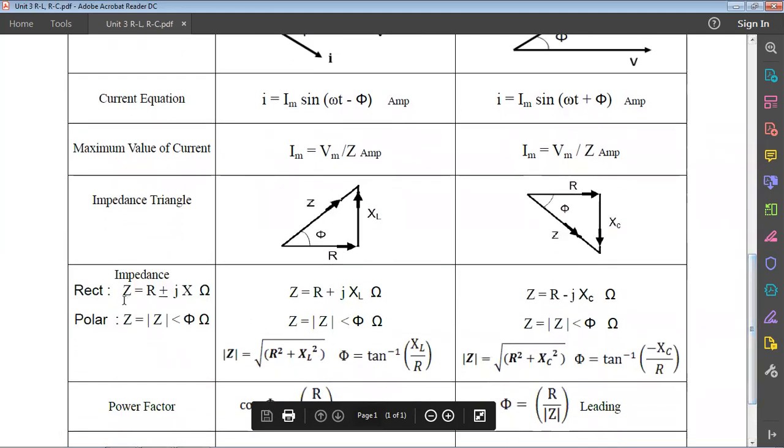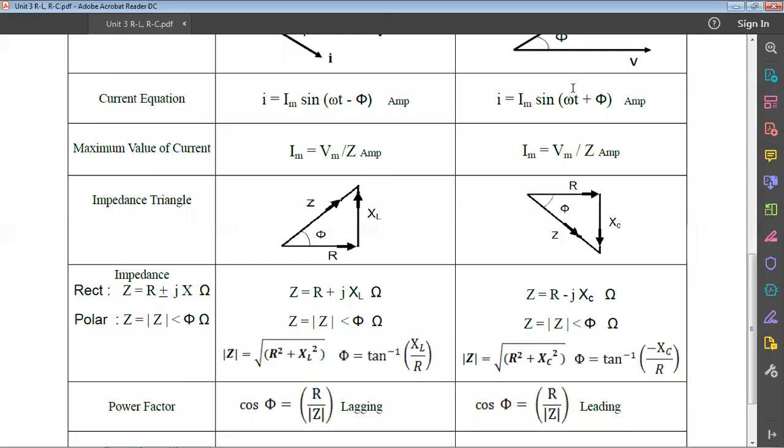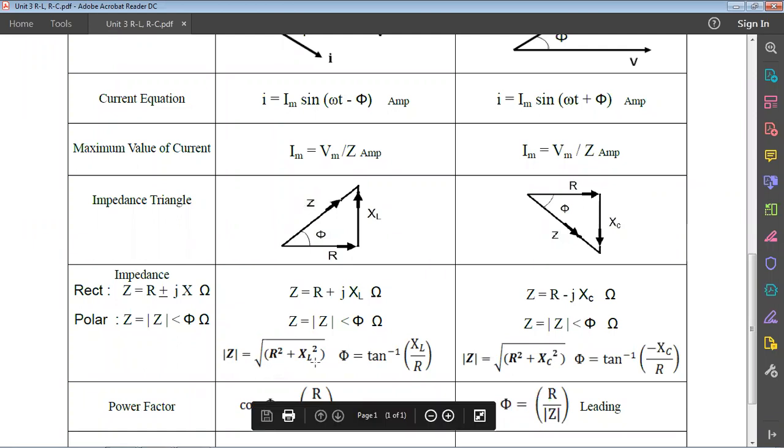Next point, impedance. In rectangular form, Z equal to R plus or minus jX, reactance, ohm. In polar form, Z is equal to mod Z at an angle phi, ohm. For the RL series circuit, Z equal to R plus jXL ohm, and in polar form, Z equal to mod Z at an angle phi. Mod Z is under root R square plus XL square, and phi equal to tan inverse XL upon R. In the RC series circuit, rectangular form, Z equal to R minus jXC ohm, and polar form, Z equal to mod Z at an angle phi. Here, mod Z is under root R square plus XC square, and phi is tan inverse minus XC divided by R.